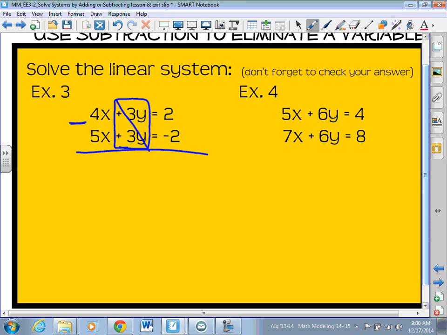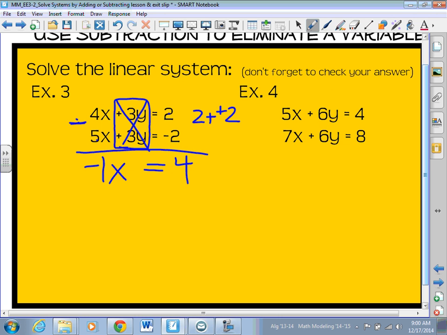Now you have to be careful when you subtract that you pay attention to the signs, because this is 4 minus 5. 4 minus 5 is a negative 1x. My y's cancel, which is the point, and I have 2 minus a negative 2. I'm going to write that over here, 2 minus a negative 2. Remember, keep, change, that's really 4. So always go back to that minus sign.